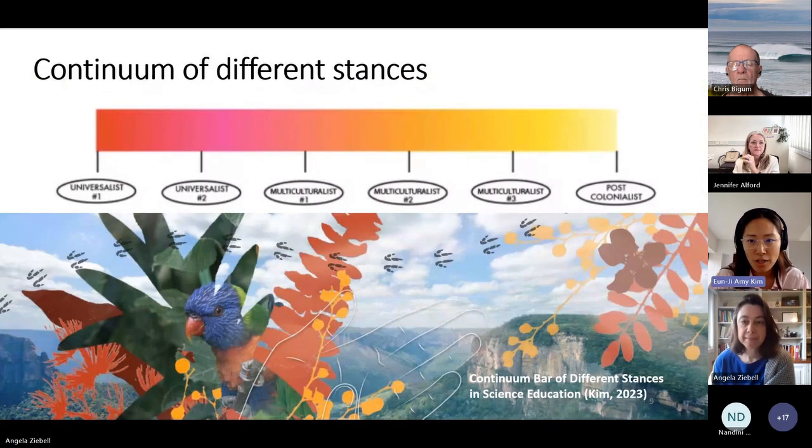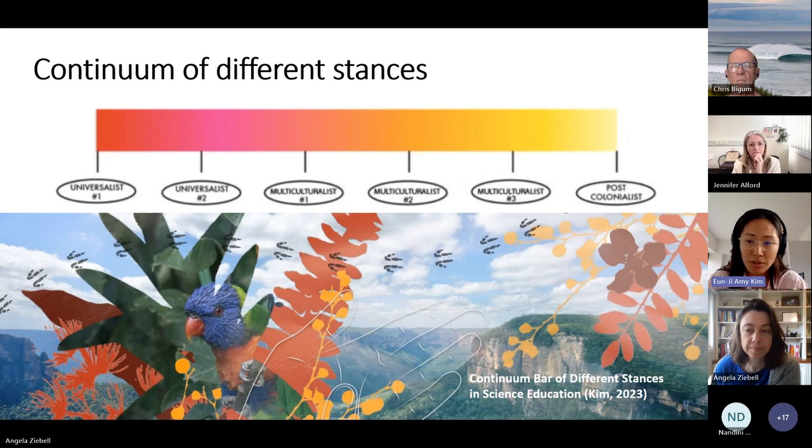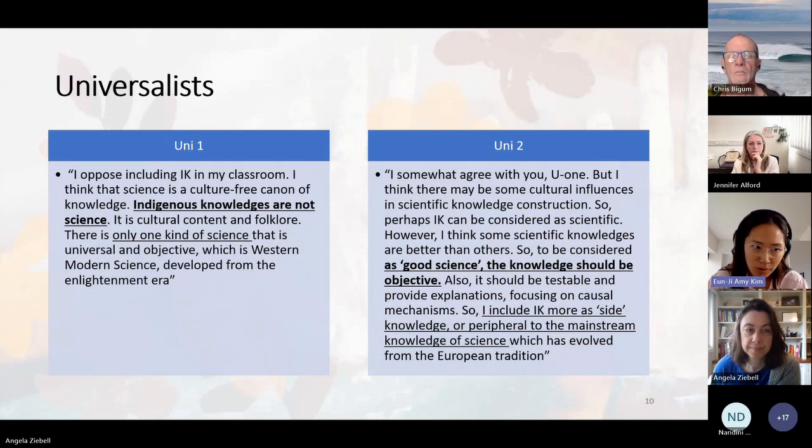Yes, but then if you look at the contemporary literature of science education, even in this universalist and multiculturalist, their conceptualization of the relationship between Indigenous knowledge and Western modern science is not so clear-cut a binary. Even universalists have different views among themselves, as do multiculturalists. And also now we need to consider the postcolonialist literature on how they see the relationship between Indigenous and Western modern science as well. So to just briefly go over these diverse positions.